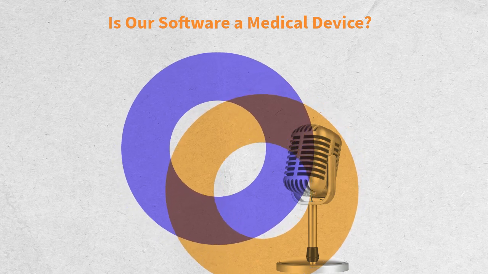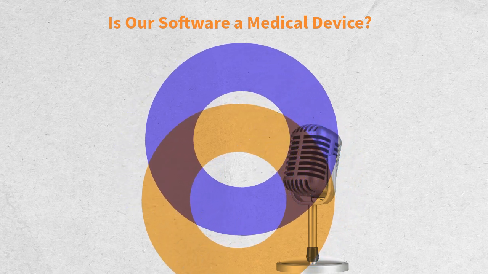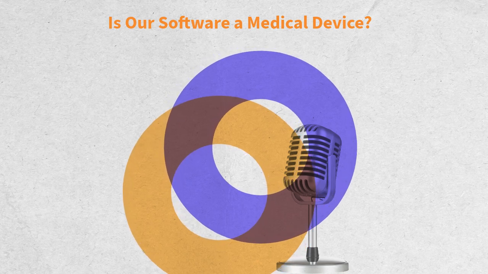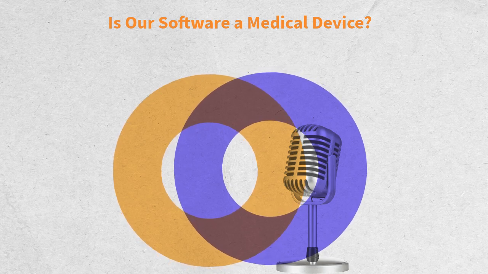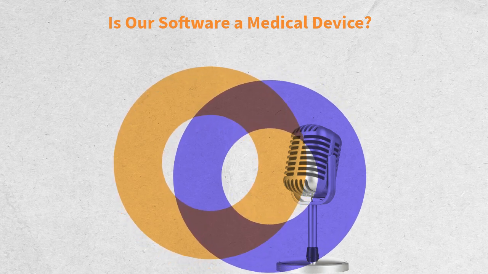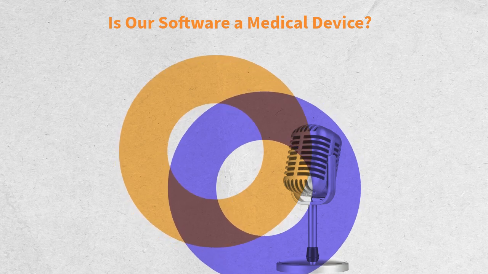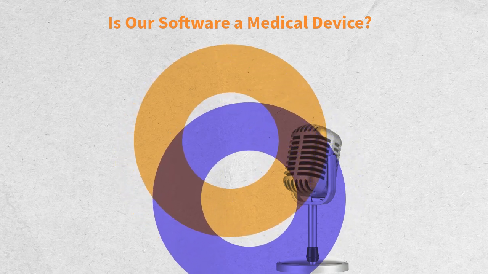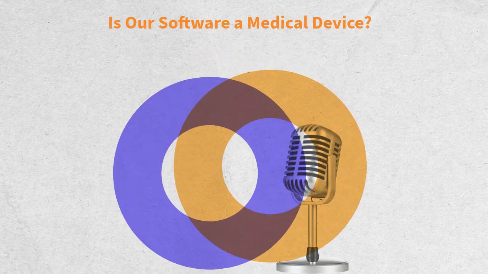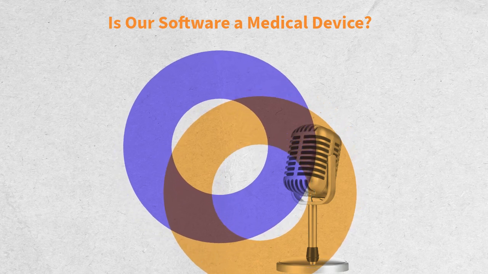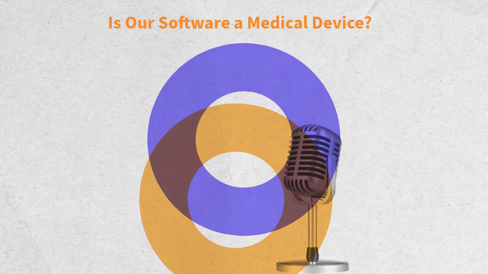What does the MDCG 2019-11 guidance say about software? The MDCG 2019-11 guidance explains step by step if the software has the purpose of diagnosing, monitoring, or treating, if it works autonomously or is part of a device, how to attribute the risk class based on use scenarios.